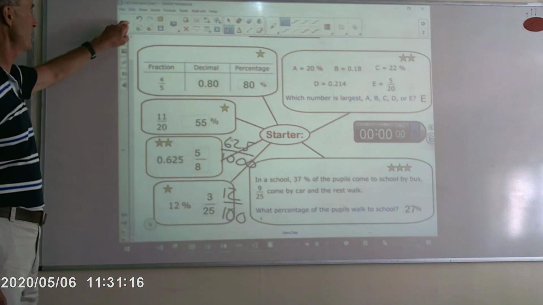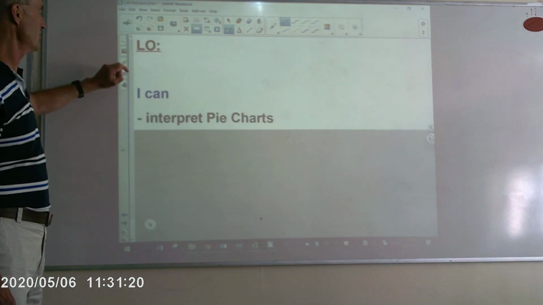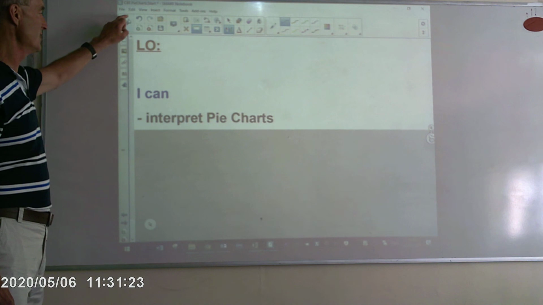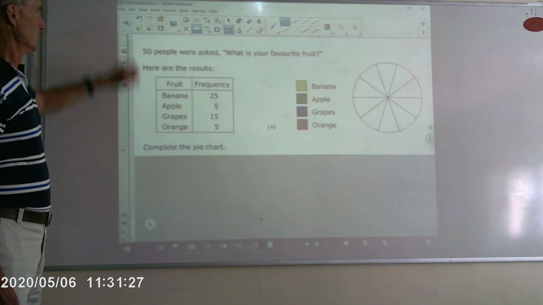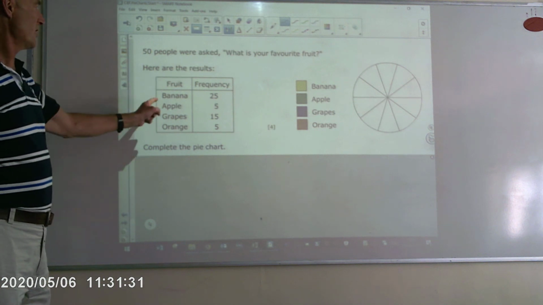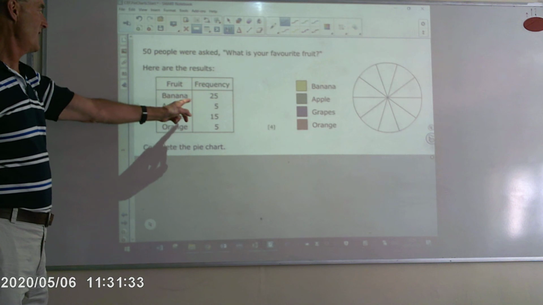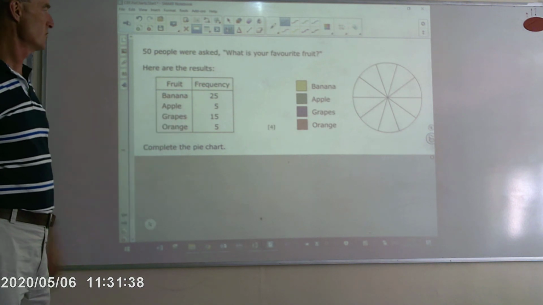Right, main topic, pie charts. Should be something familiar to you. We want you to be able to interpret and draw pie charts. Very simple example: 50 people asked, what's your favourite fruit? Here's the results: 25 bananas, 5 preferred apples, 15 grapes and 5 oranges.